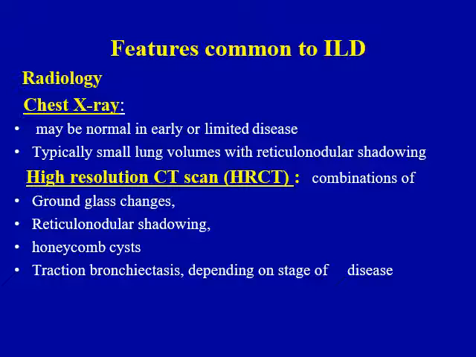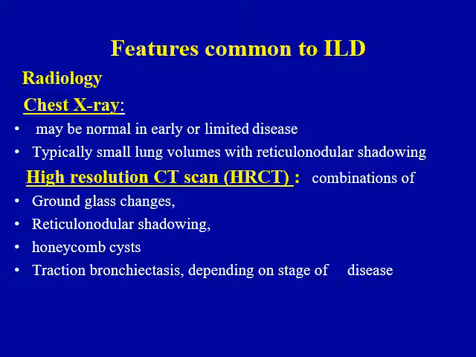Radiological findings are also common to the interstitial diseases, by chest X-ray and by high-resolution CT scan. The chest X-ray may be normal in early or limited disease, but later on, typically, the changes will be small lung volume with reticulonodular shadowing. The reticular shadowing appears as multiple lines in the lung field, or nodular, which appears as multiple dots, or a combination of both, called reticulonodular shadowing in the chest X-ray. But this is still not diagnostic.